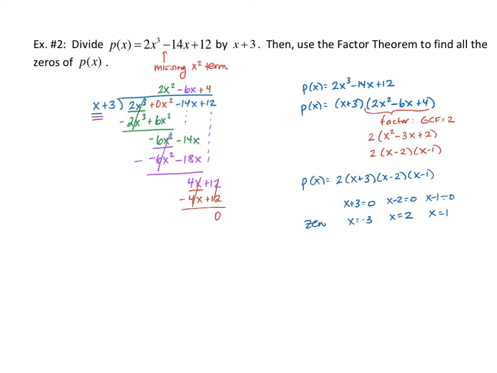These are what we call the zeros of our polynomial. We could also then think of those as our horizontal intercepts. So the point -3, 0, the point 2, 0, and the point 1, 0 are the three horizontal intercepts for this particular polynomial function. So the long division allowed us to factor. From those factors, we can find our zeros, and from our zeros, our horizontal intercepts.